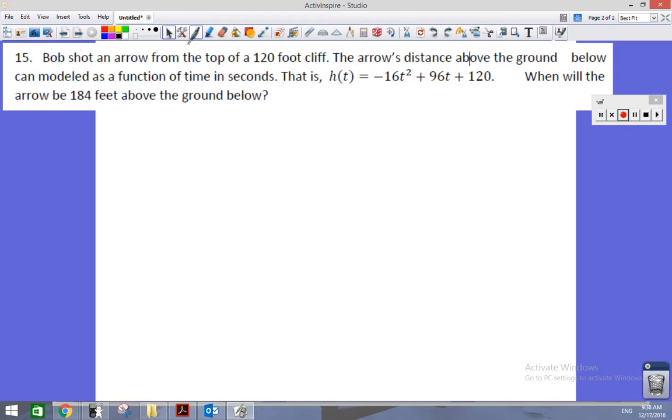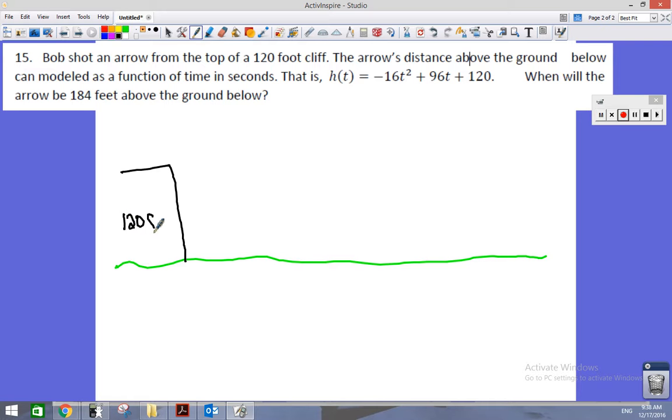So we have the ground, we have some kind of a cliff. That cliff is 120 feet tall. You've got Robert Morris that's shooting arrows at Rupp Arena.